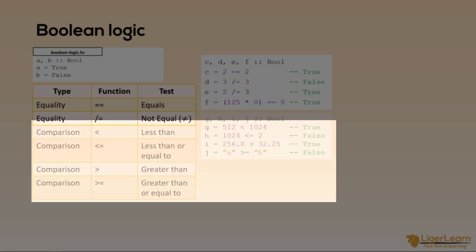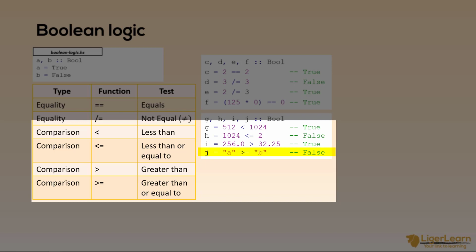The two values which are being compared must be orderable. So for G, we are testing whether 512 is less than 1024, which is True. For H, we are testing whether 1024 is less than or equal to 2, which is False. For I, we are testing that 256 is greater than 32.25, which is True. And for J, we are testing whether the string A is greater than or equal to B. Now in the alphabet, A comes before B, so A is considered to be less than B in terms of ordering. So testing whether A is greater than or equal to B results in False.